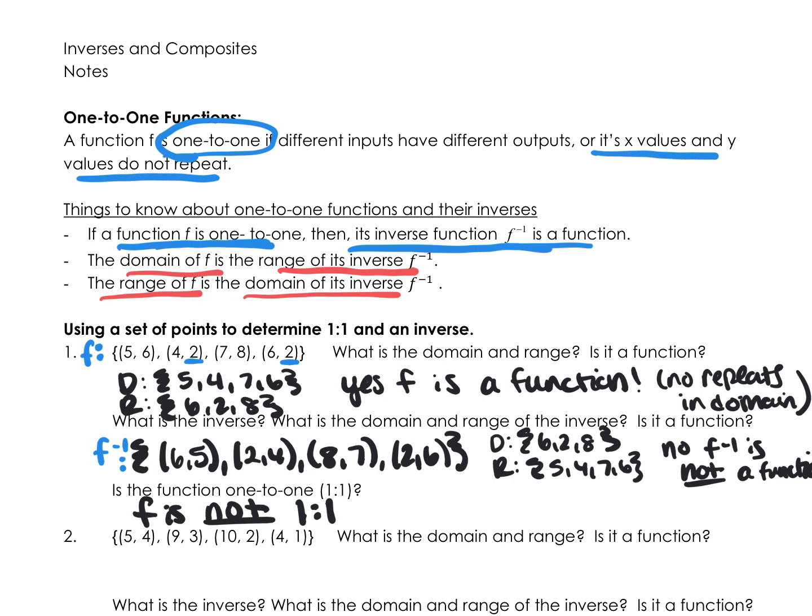So I would like you to try this next one on your own. Number 2.